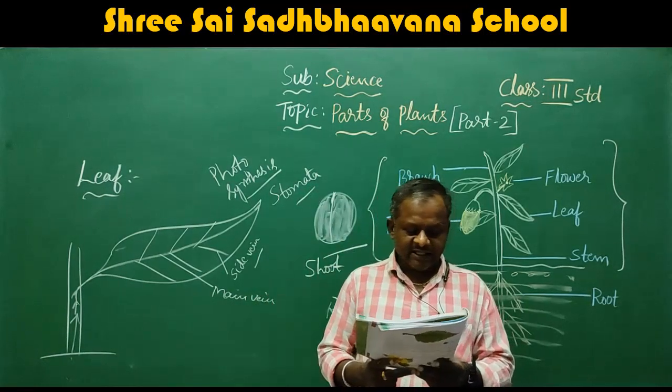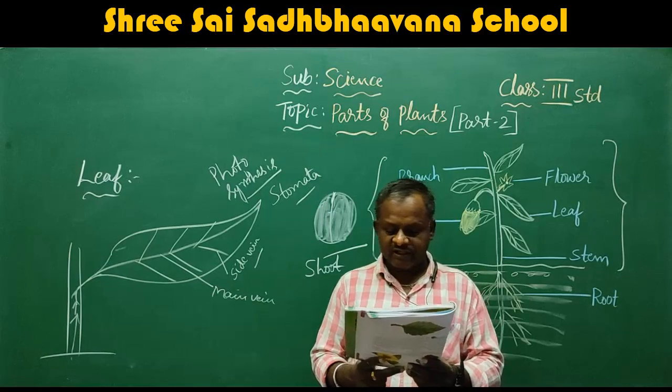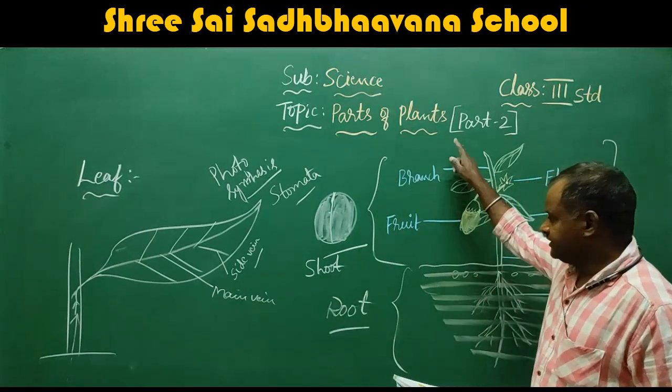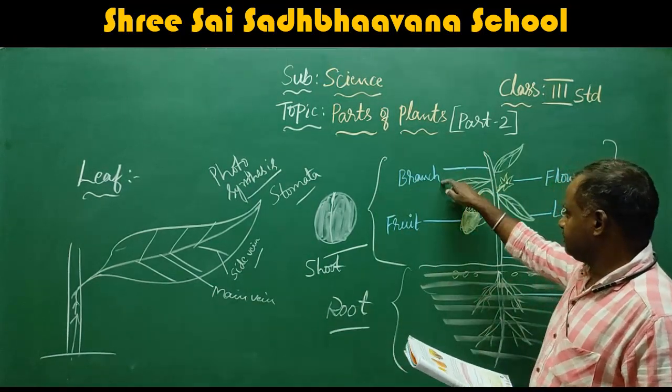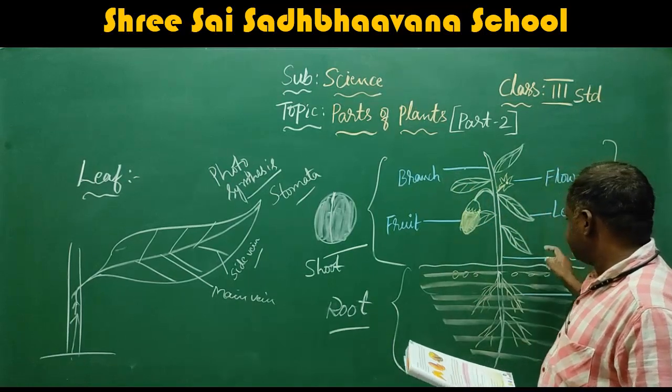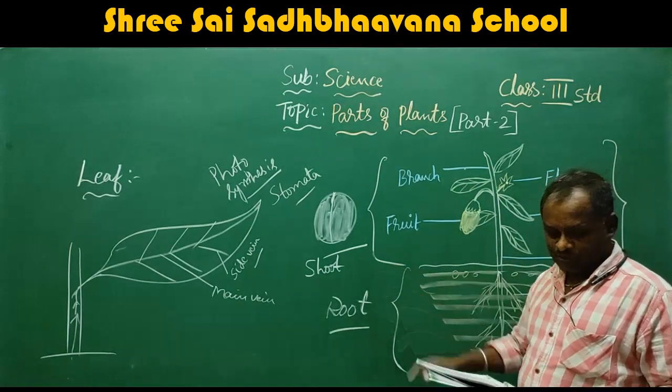I am explaining this. The part of a plant which grows above the ground is called shoot. I already explained, this is called the shoot system. It includes branch, fruit, flower, leaf, and stem.